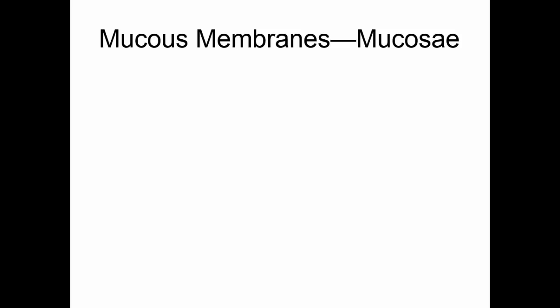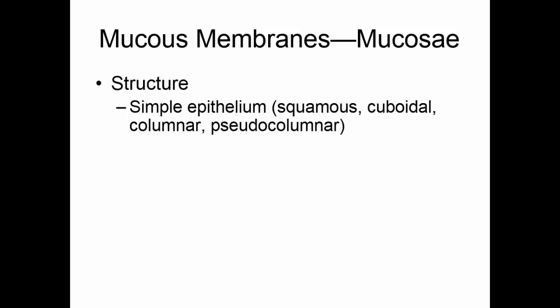The second type of epithelial membrane are the mucous membranes. These are sometimes called the mucosa. They also are composed of an epithelial layer. They have a simple epithelium, which may be squamous, cuboidal, columnar, or pseudocolumnar. And then there is a thin, loose connective tissue layer underneath that. Usually this is one of those areolar tissues, one of those post-it note kinds of tissues.